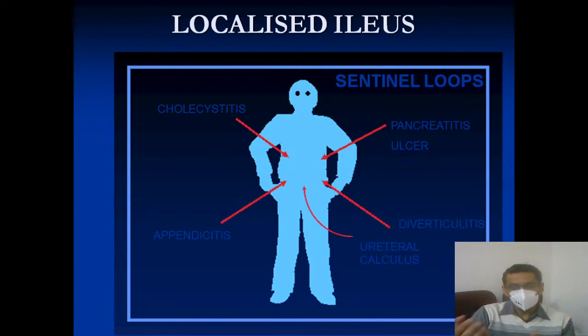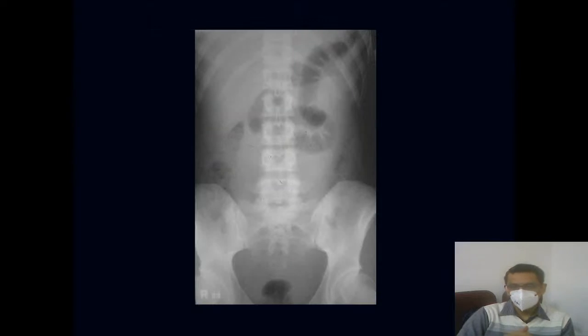There will be lack of peristalsis. This is the body's protective mechanism actually, to protect it so that there is no more damage being done. So if you see a localized bowel loop which is showing dilatation, not peristaltic, you may think in terms of a localized ileus. So I'll just show you an example.